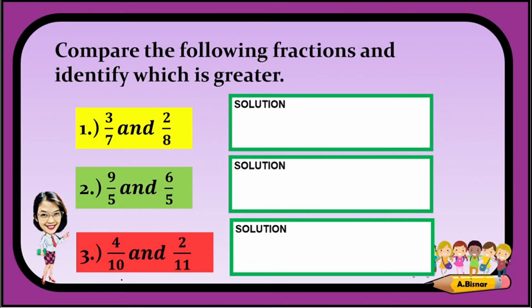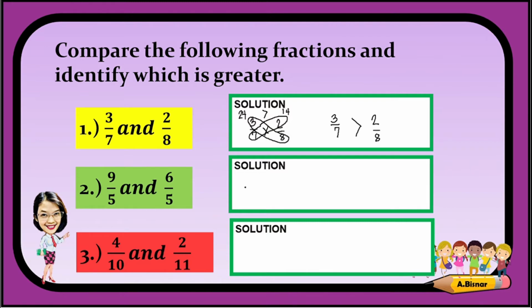So let us try to answer this. The given direction, compare the following fraction and identify which is greater. So we have 3/7 and 2/8. If we cross-multiply using the butterfly method, 3 times 8 is 24. 7 times 2 is 14. 24 is greater than 14, and therefore 3/7 is greater than 2/8.